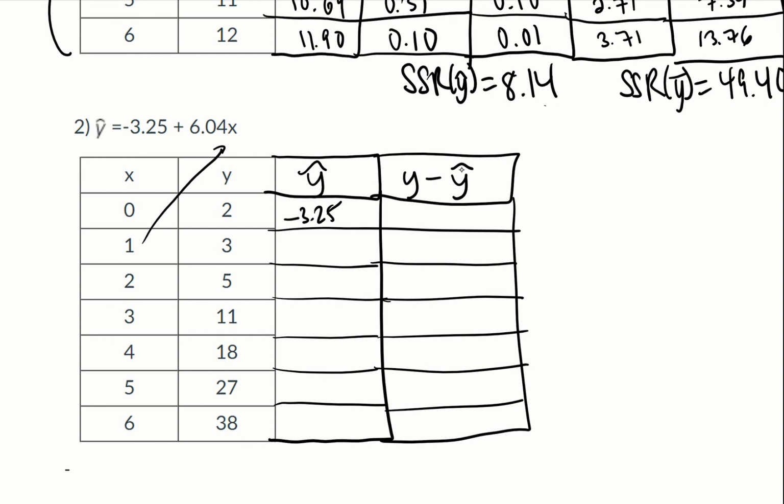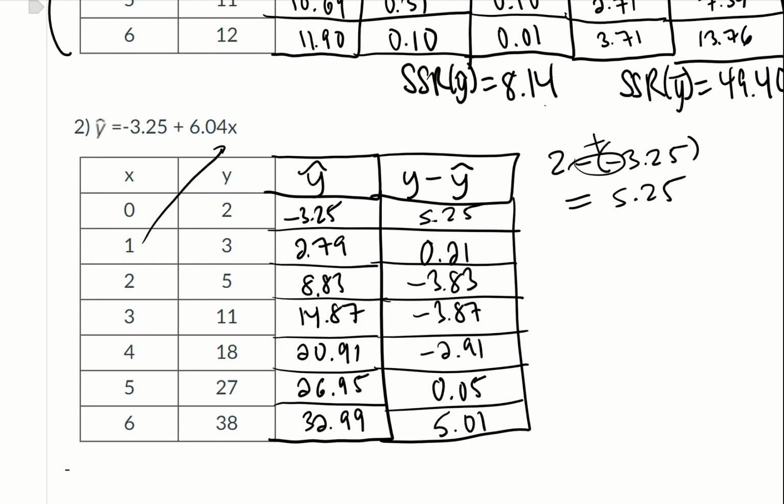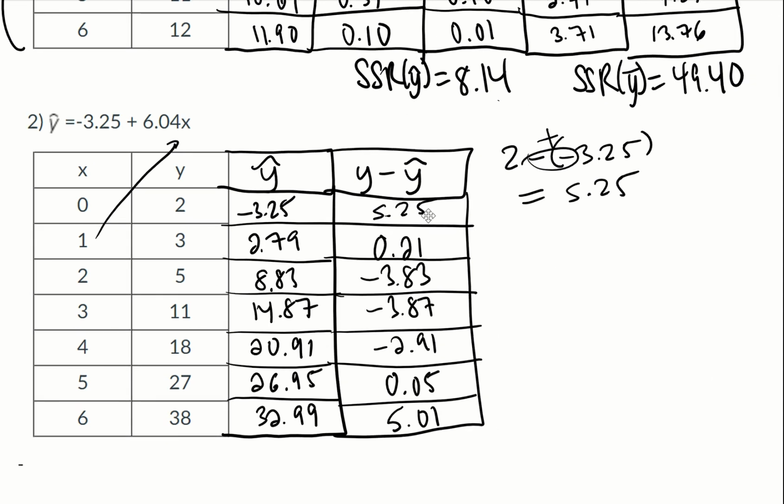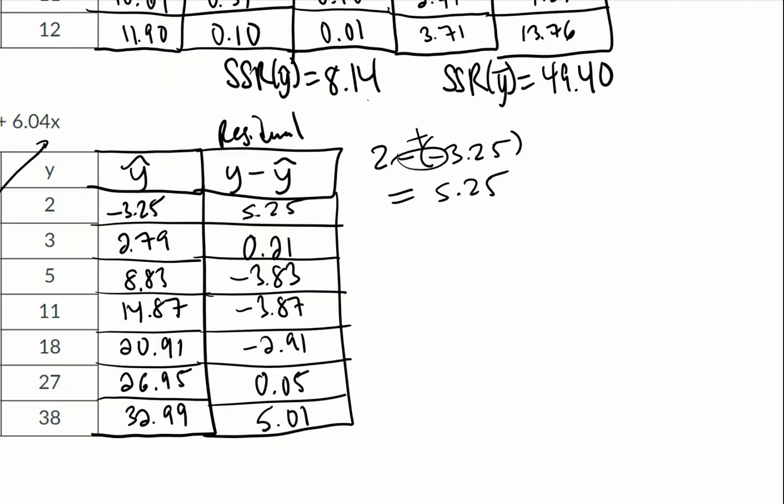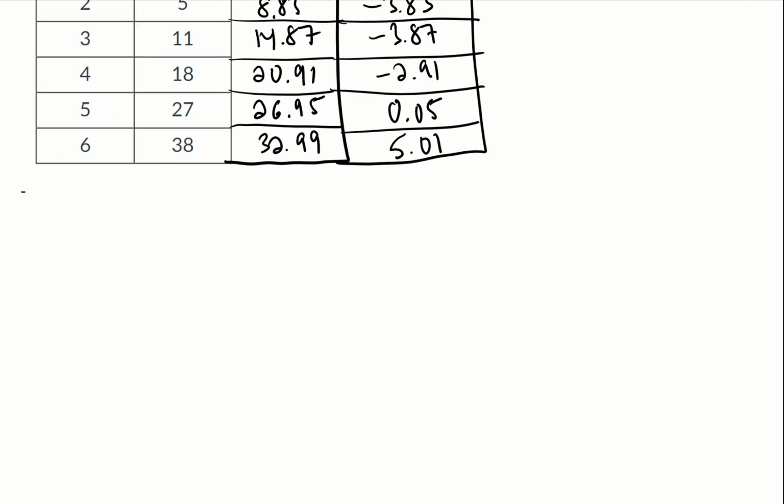Now to do the residual, we're going to do 2 minus the negative 3.25. So 2 minus negative 3.25. Remember, a double negative turns into a positive, so this is really 2 plus 3.25, which is 5.25. All right, I'm going to go ahead and fill in the values for the y minus y hat, the residuals. And so now that we have our residuals, we can go ahead and draw our residual plots. Let's go ahead and actually do that down here.